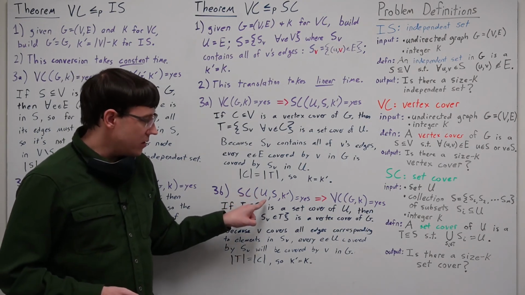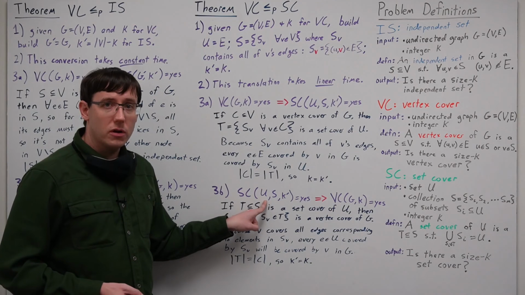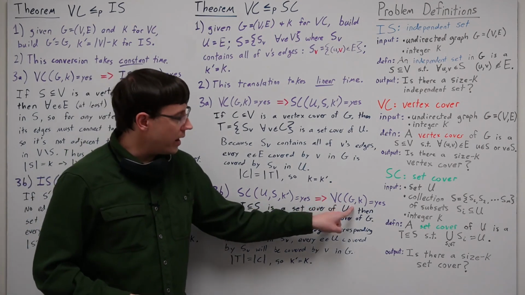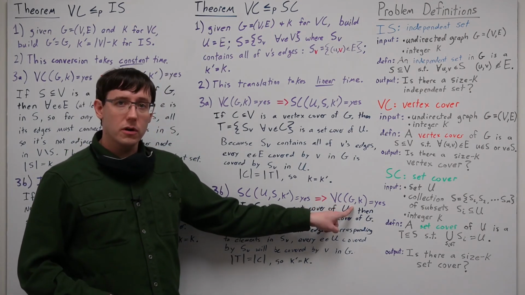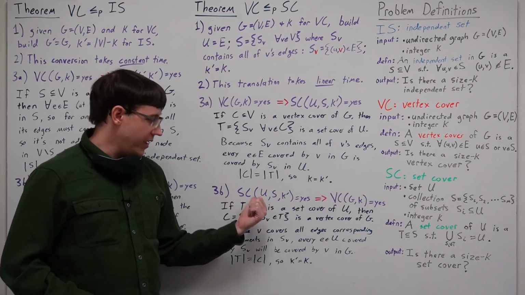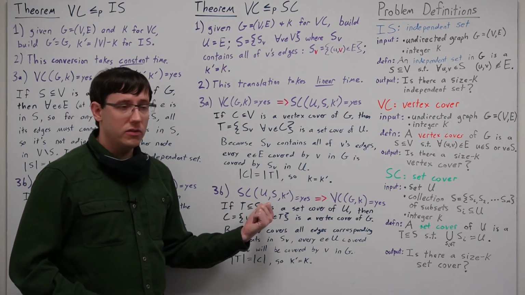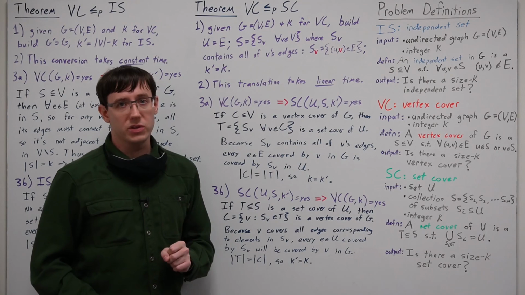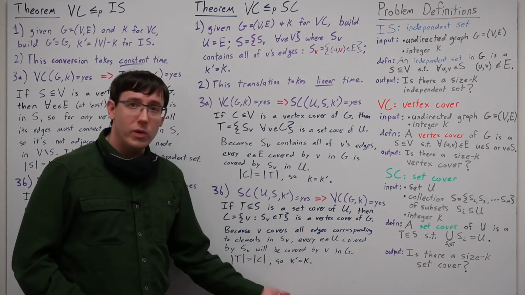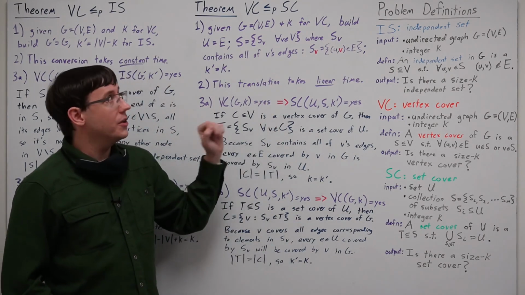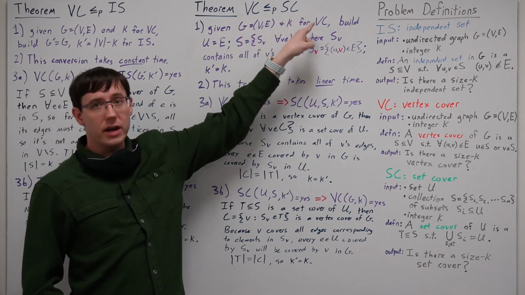So if there is a size k prime set cover, then there was also a size k vertex cover. And we've shown that if the answer to the translated problem is yes, then the answer to the original problem was yes. Overall, we've now given a polynomial time reduction from vertex cover to set cover.